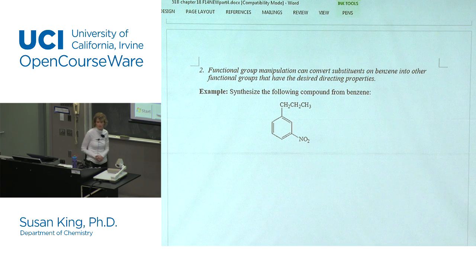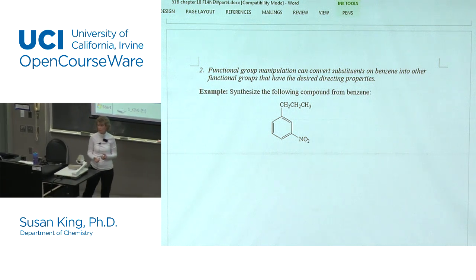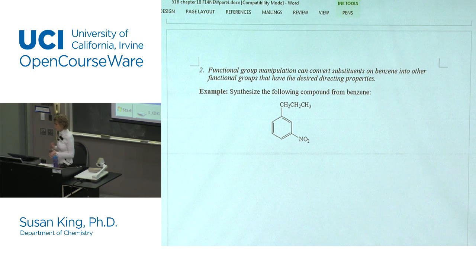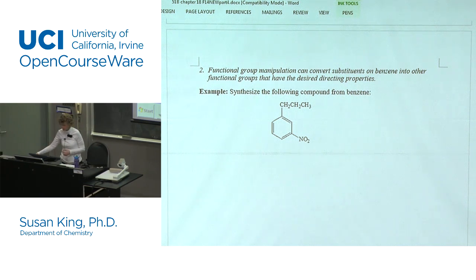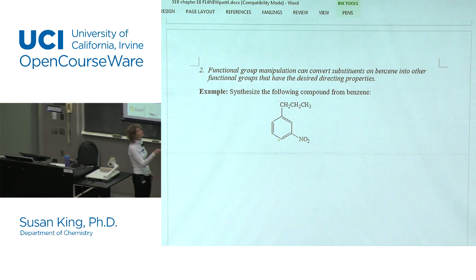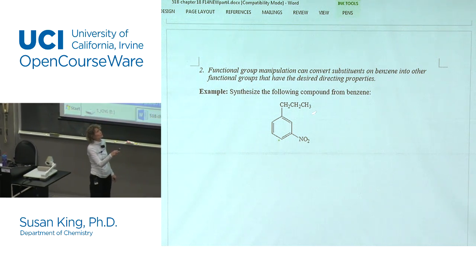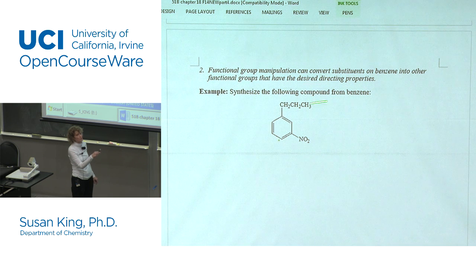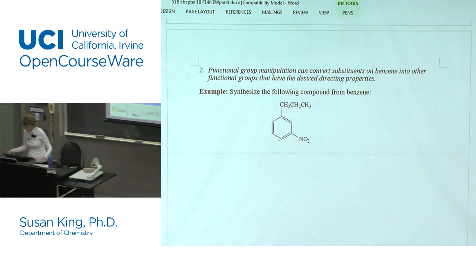So the last example, we just put the groups directly on the ring and they were what they wanted. We may have to do functional group manipulation if we have things that are more complicated. So, for example, let's say we wanted to make this compound. We certainly can't put the nitro group on first or we'll never get this group on. And if we try to use Friedel-Crafts to put this group on, are we going to get that as our major product? No, it's going to rearrange. So here's the trick way to do this one.